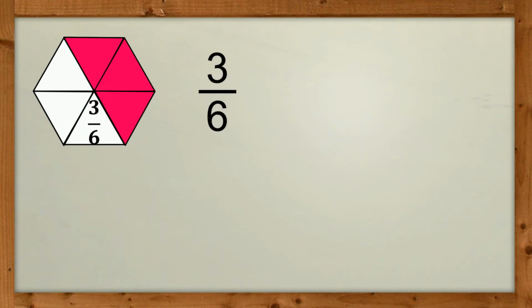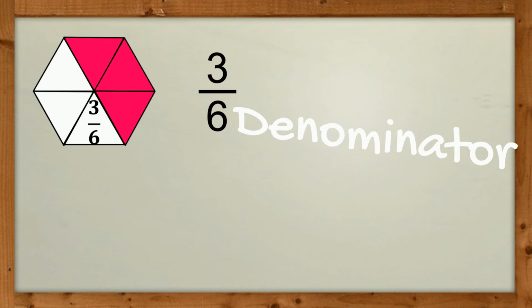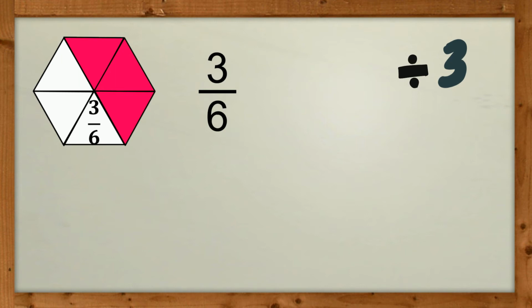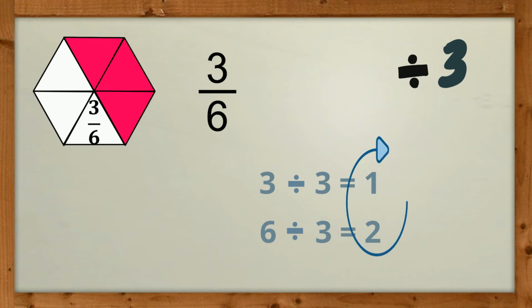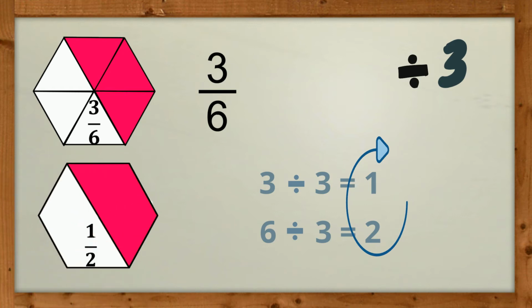Let's take a closer look at that. Here is the fraction 3/6. The numerator is 3 and the denominator is 6. We can divide both of those by 3. First, the numerator. 3 divided by 3 is 1. Next, the denominator. 6 divided by 3 is 2. As you can see, we're going to get 1/2. 1/2 is 3/6 expressed in simplest terms.